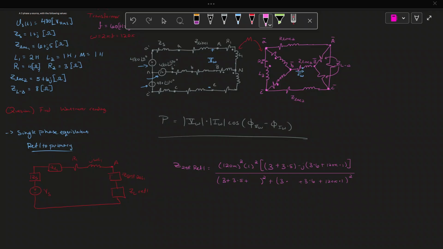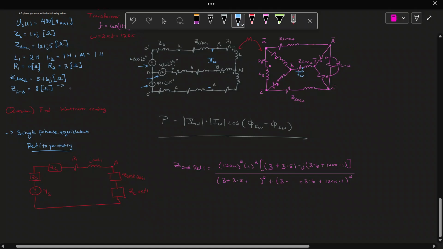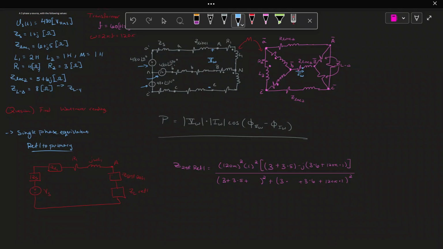Okay, so this is our Z secondary reflected. Now be very careful. I left two things out because in our question here, we are given the load impedance in delta form, right? Our ZL delta is 8 ohms. Well, if we want to go from ZL delta to ZLY, which a single phase equivalent is always in the Y configuration, we need to do this.